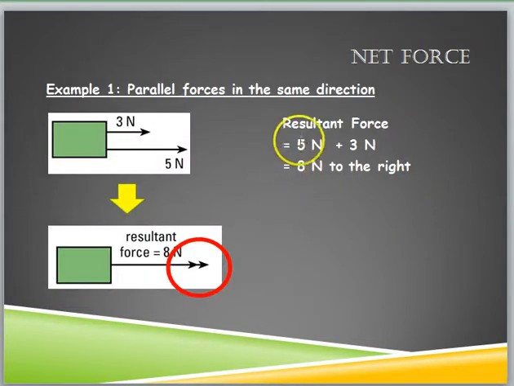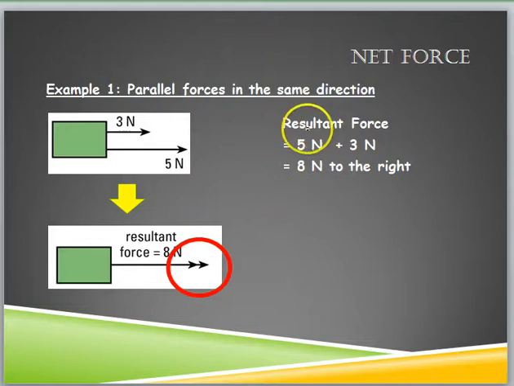So in terms of net force or resultant force, when we have two forces acting in the same direction, 3 Newton here, 5 Newton here, we can add them up because they are in the same direction. So what is the resultant force in this case? As we have scribbled here, we take the 5 Newton adding to the 3 Newton. So what's the resultant force?